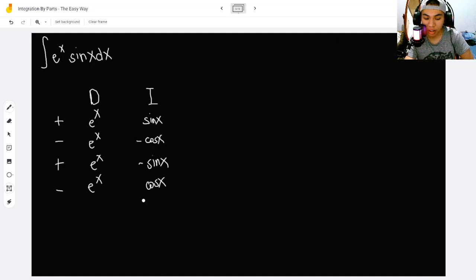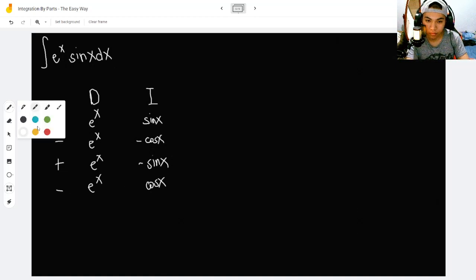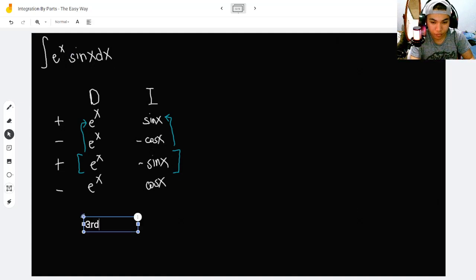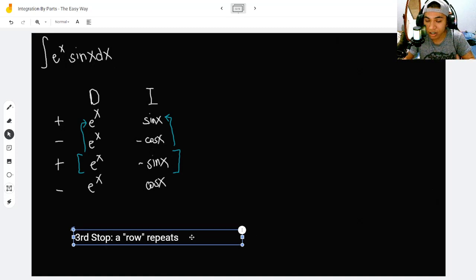Okay. Now, what have you noticed with the table? The third row repeated the first row, as you can see. So this is where our third step is. Third step. A row repeats. All right, that is our third step.